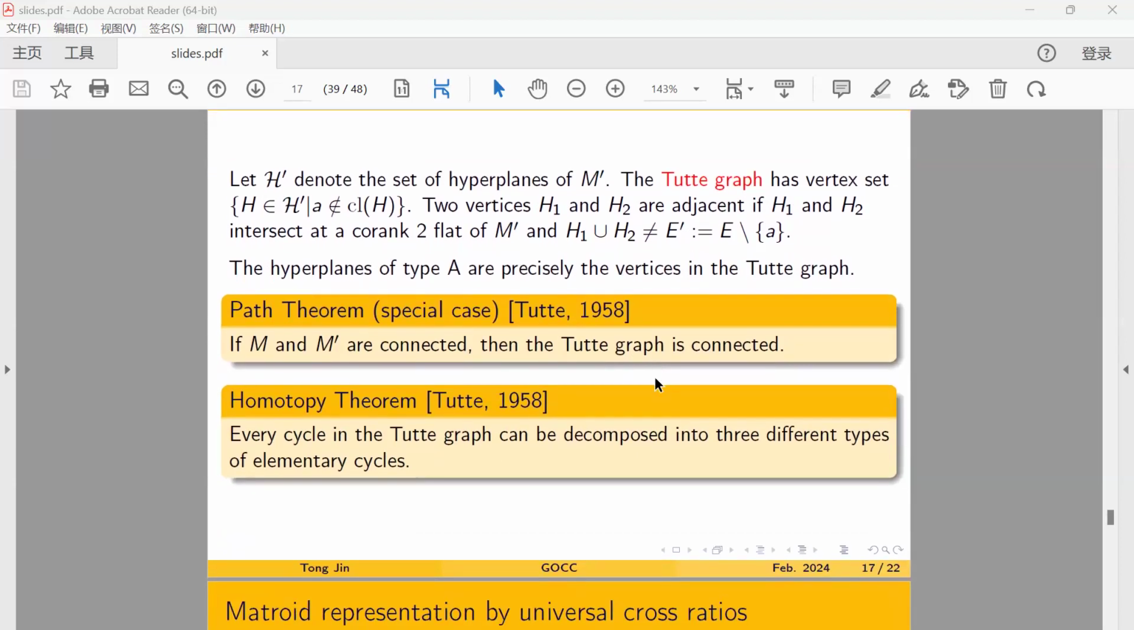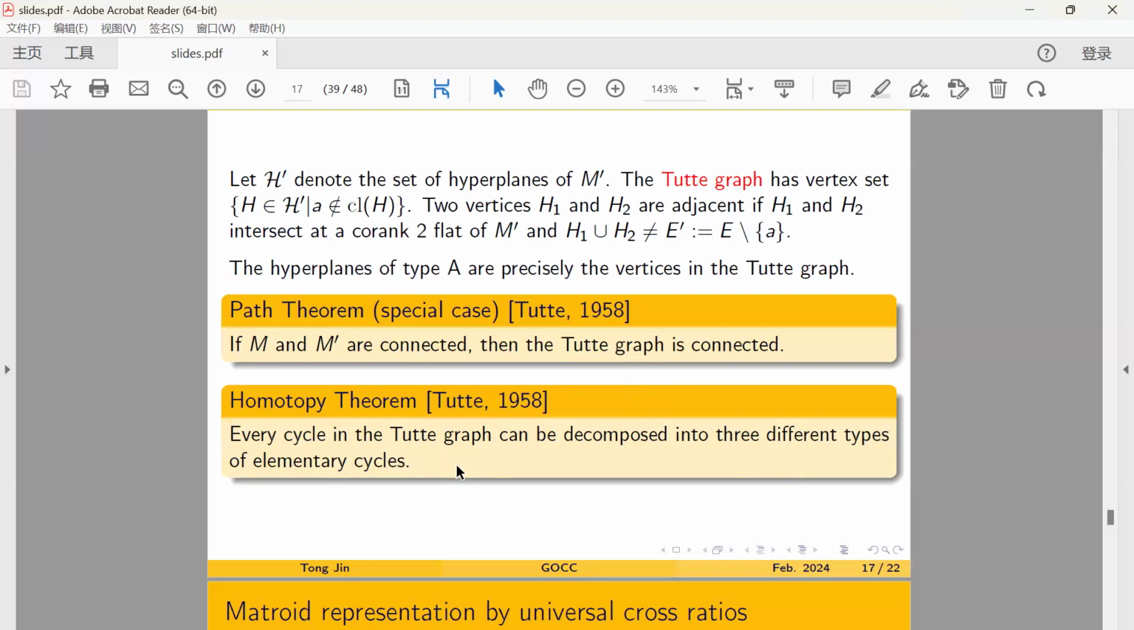And the second theorem, or second lemma, that we use is a homotopy theorem that says every cycle in the Tong graph can be decomposed into 3 different types of elementary cycles. So that means, for instance, if we connect two hyperplanes of type A by 2 different paths in the Tong graph, then we can actually decompose that cycle into smaller cycles of length at most 4. I didn't mention that in the statement of the theorem. So every cycle in the Tong graph can be decomposed into 3 different types of elementary cycles of length at most 4.